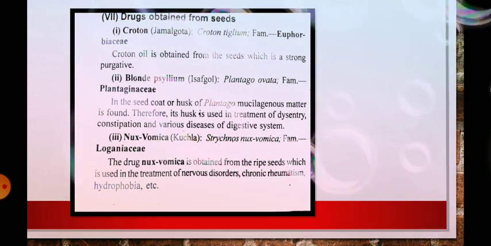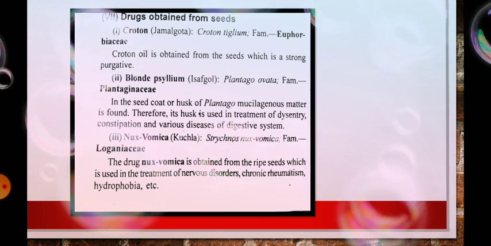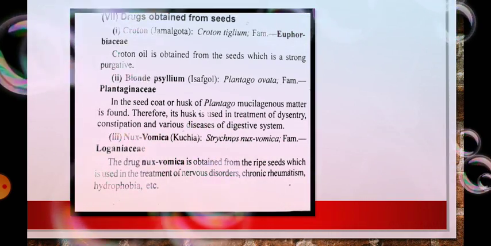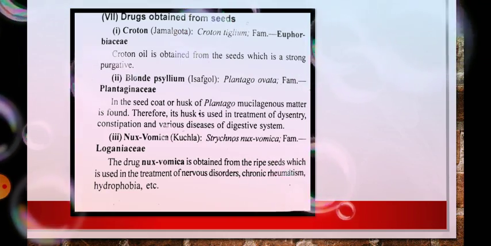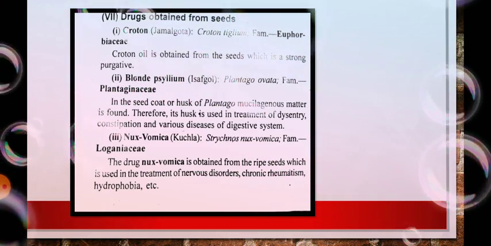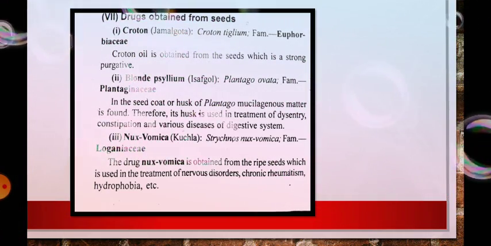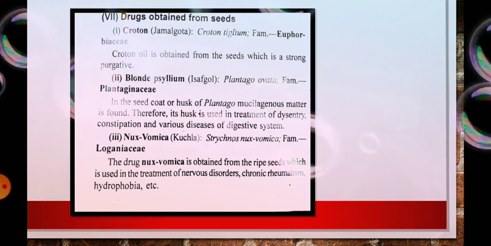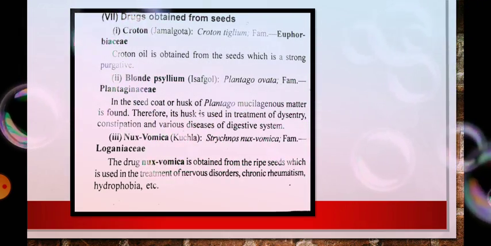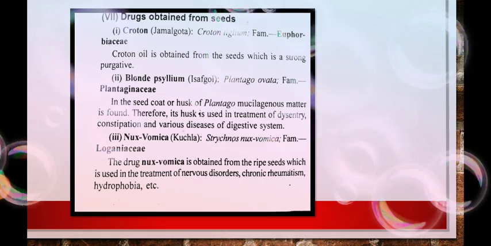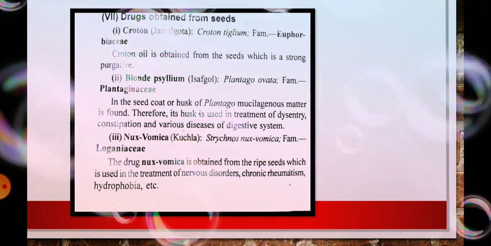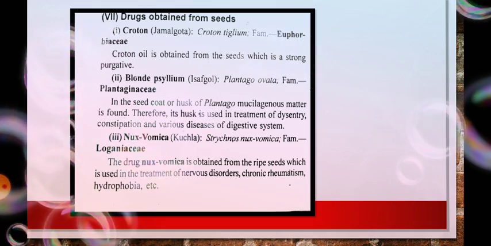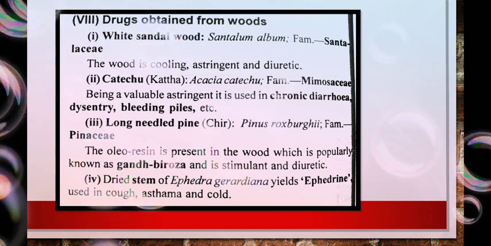Then comes the kuchila, or Nux vomica, which is obtained from Strychnos nux-vomica, and it belongs to the family Loganiaceae. The drug Nux vomica is obtained from the ripe seed, which is used in the treatment of nervous disorders, chronic rheumatism, and hydrophobia. So this is very important for all of you.